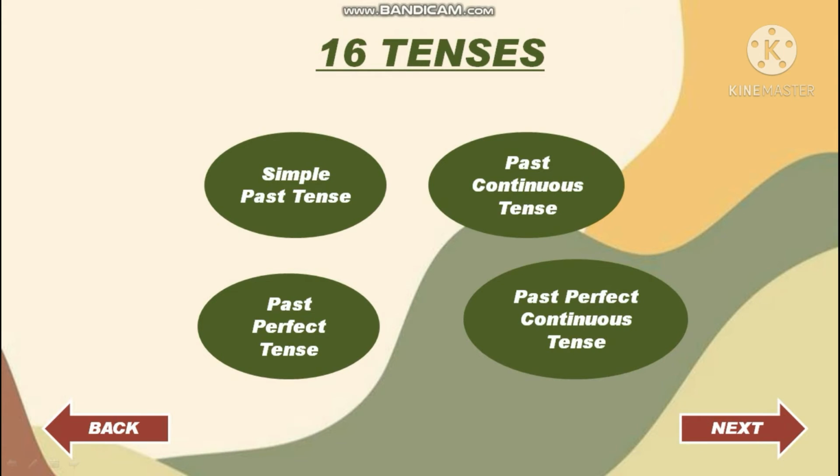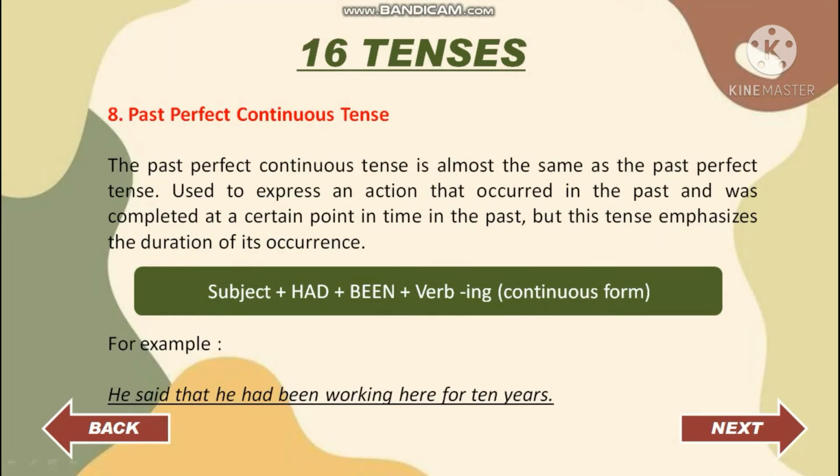And next is past perfect continuous tense. Past perfect continuous tense is almost the same as the past perfect tense, used to express an action that occurred in the past and was completed at a certain point in the past. But this tense emphasizes the duration of its occurrence. Jadi, past perfect continuous tense ini hampir sama dengan past perfect tense. And the example is, he said that he had been working here for 10 years.